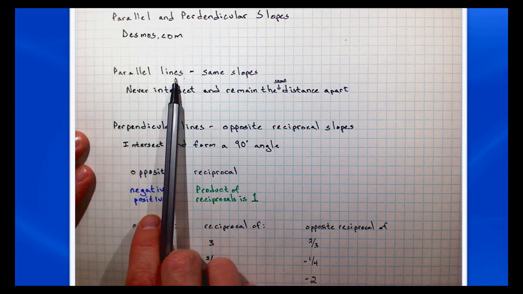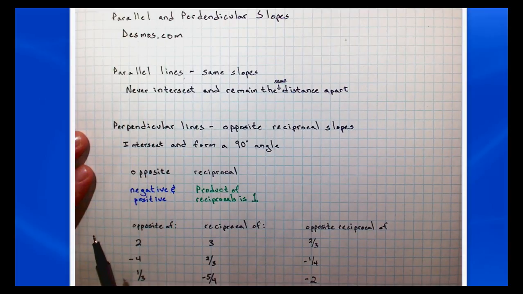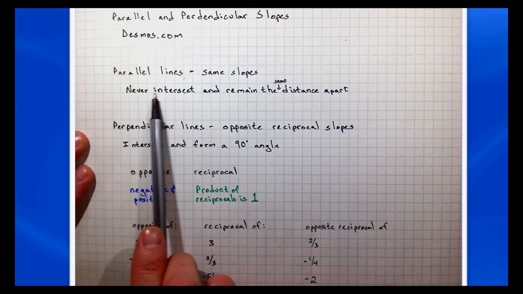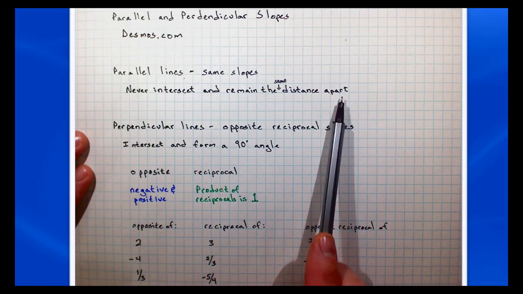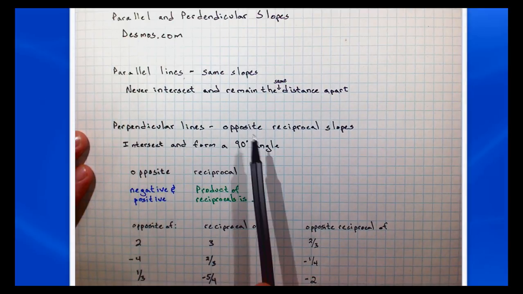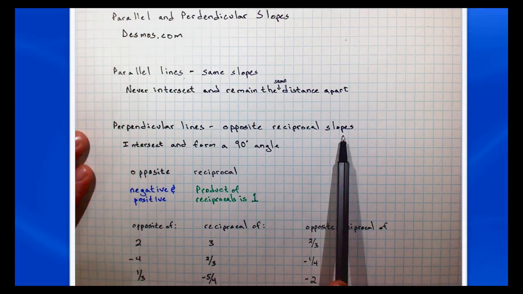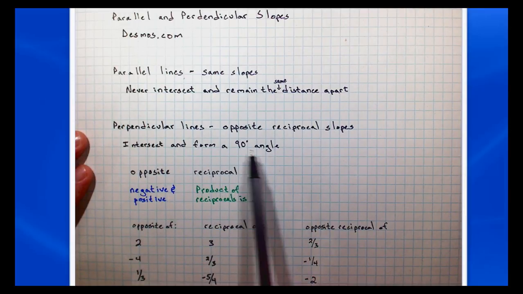So parallel lines, they have the same slope. Parallel lines have the exact same slope. Parallel lines never intersect and remain the same distance apart. Perpendicular lines, they have opposite reciprocal slopes. Perpendicular lines intersect and form a 90-degree angle.